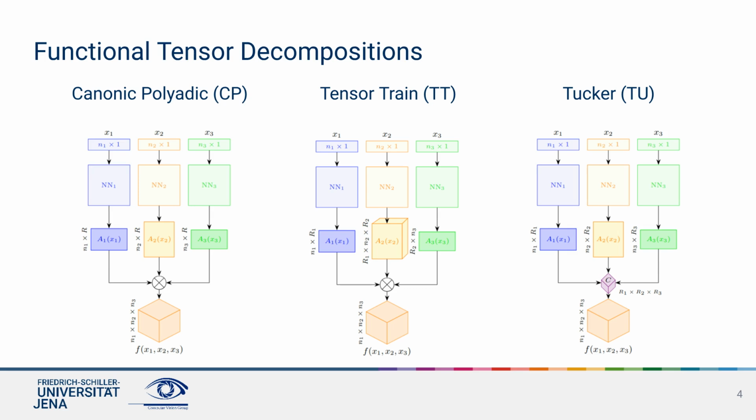Here we see an example of a three-dimensional function f learned through three neural networks for each dimension. The mode in which the components are combined is called the tensor decomposition format. Here we show three of them: canonic polyadic CP, tensor train TT, and Tucker TU.